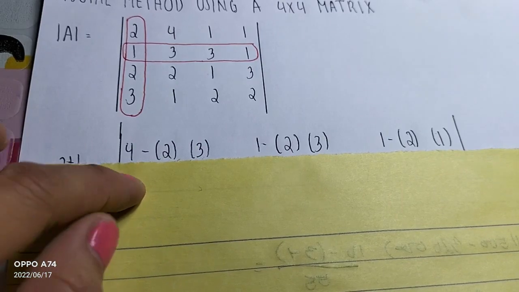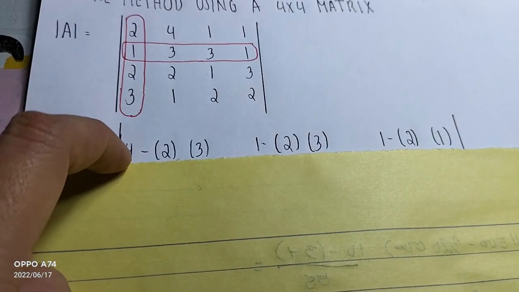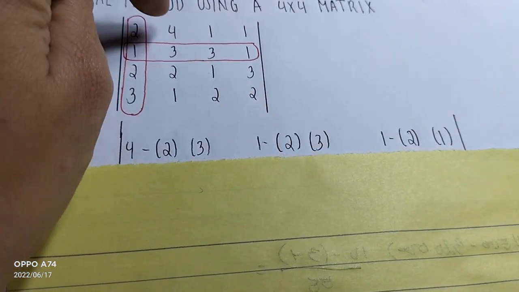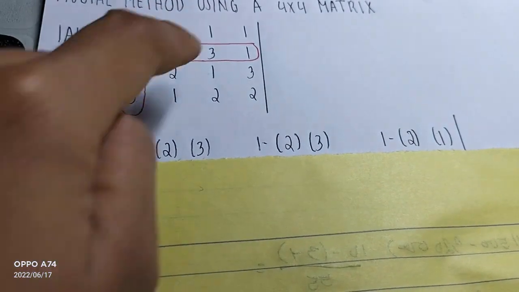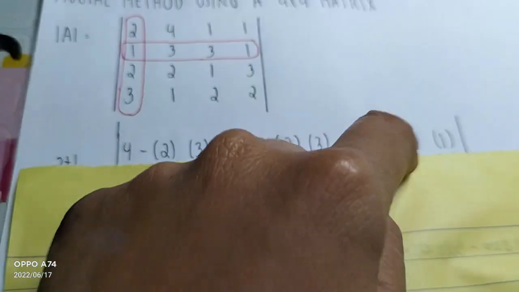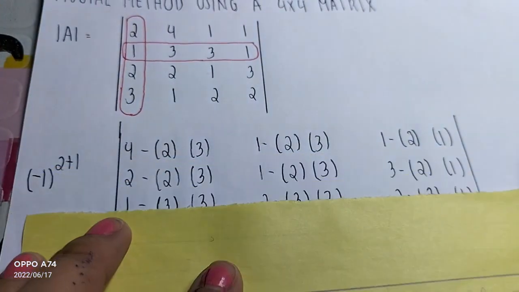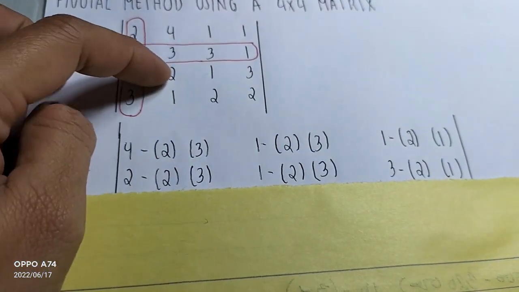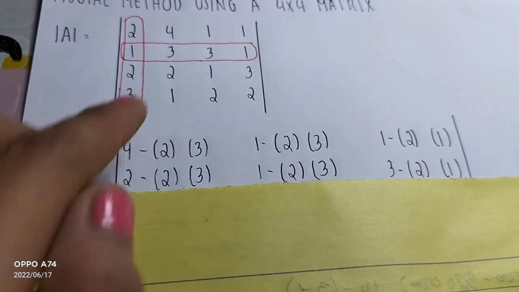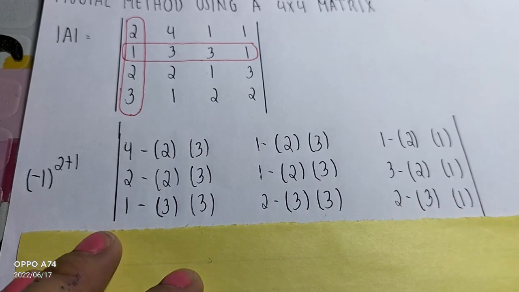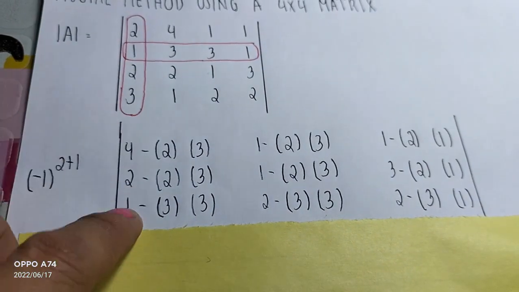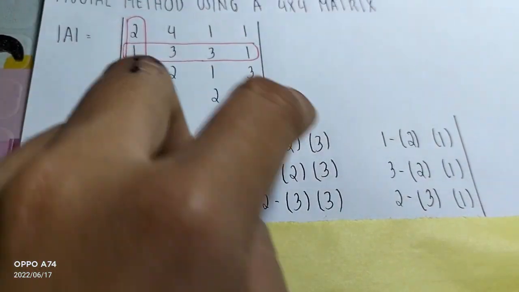Dito, itong 4, nakuha namin dito sa hindi naka-column. Kaya, 4, 1, 1. And the second is, itong nasa baba dahil siya yung hindi naka-column. 2, 1, 3. And the last is 1, 2, 2.